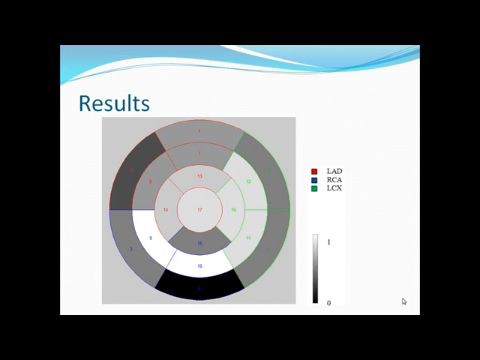Here we can see the territories of the 3 coronary arteries, LAD, RCA and LCX, are color coded, and this also shows that the mid cavity and apical segments have much higher accuracy rates than the basal one, which is a very common finding in clinical studies. So it's conforming with the clinical results.